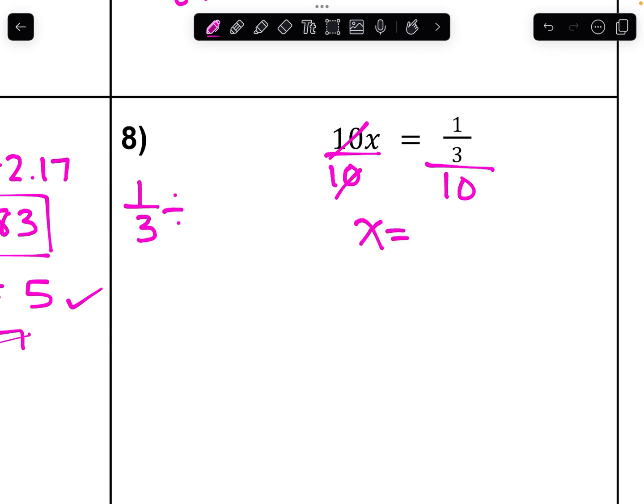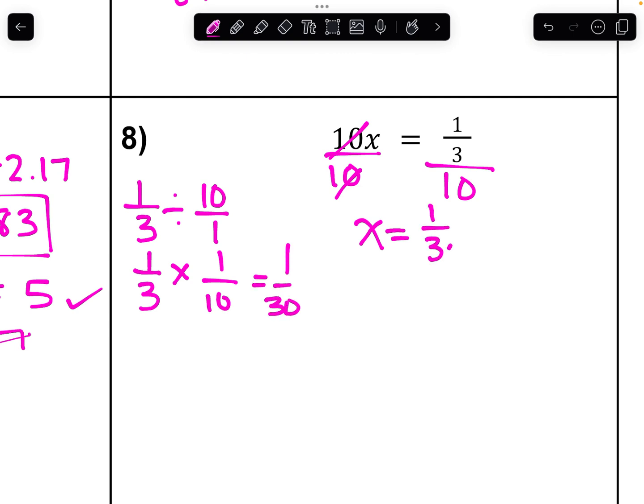1/3 divided by 10 is really 1/3 divided by 10 over 1. We're going to keep it, change it, and flip it. Top times top and bottom times bottom tells us this is 1/30. Sounds weird. I don't believe it.